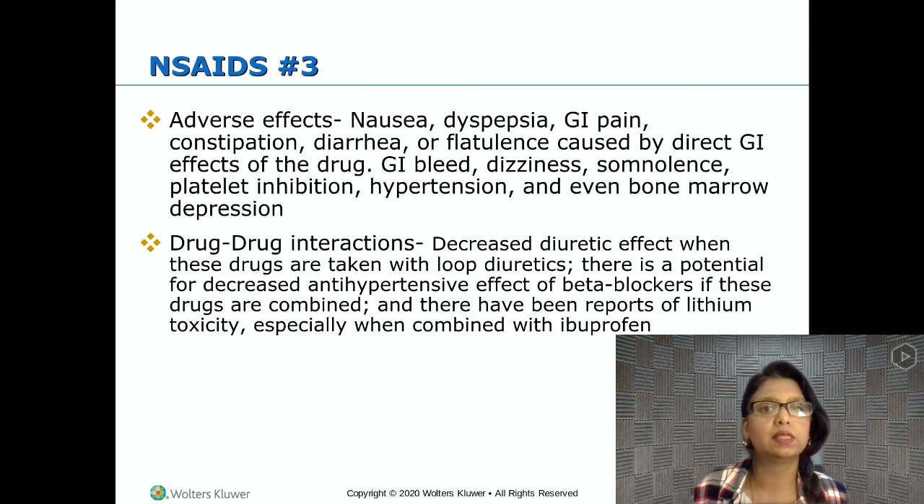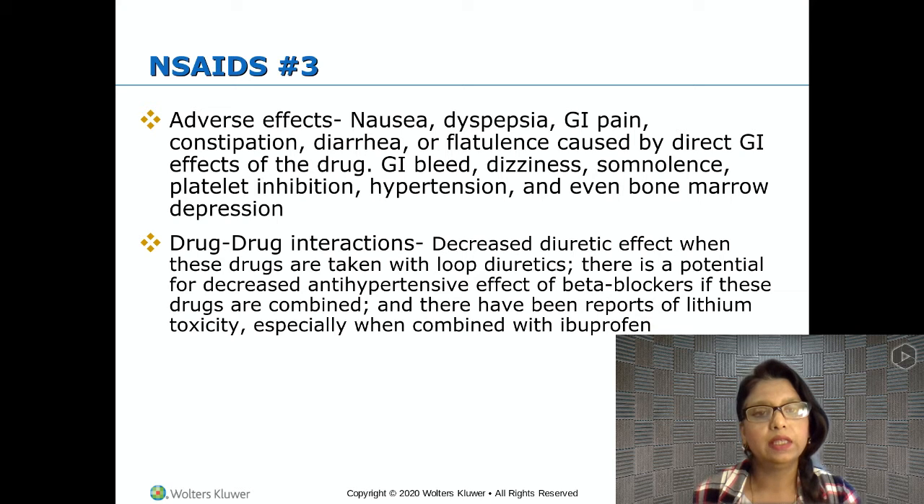Adverse effects: they cause nausea, vomiting, dyspepsia, and GI irritation. They are very bad for the GI system because they cause not only dyspepsia but also GI bleeding. They also cause dizziness, numbness, and platelet inhibition. They cause bleeding disorders, high blood pressure, and even bone marrow depression. What is bone marrow depression? RBC, WBC, and platelet levels go down because they're not produced effectively in the bone marrow.